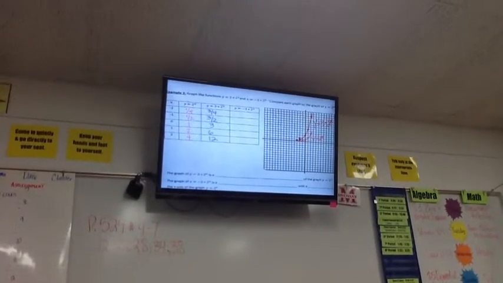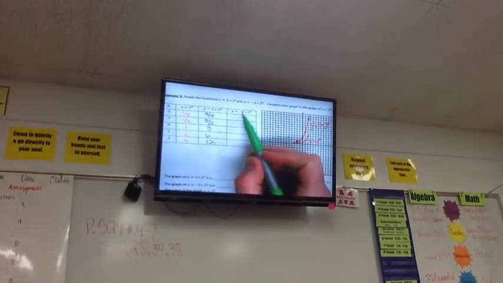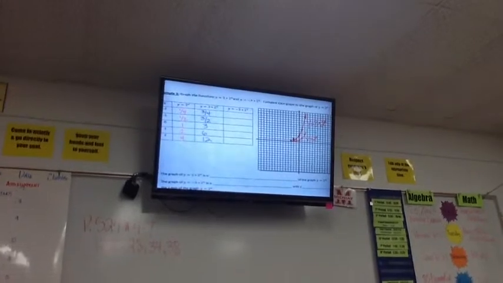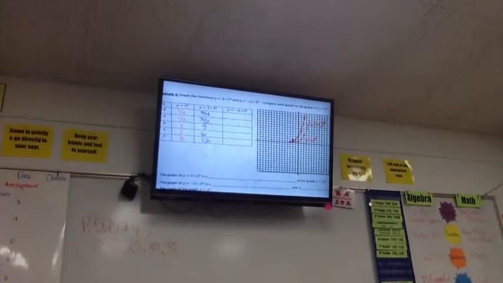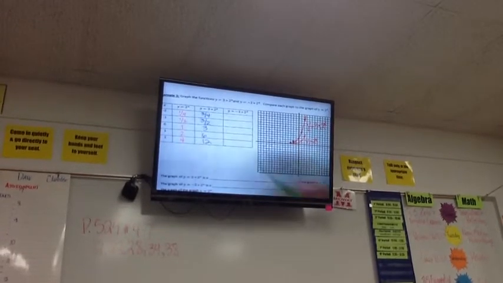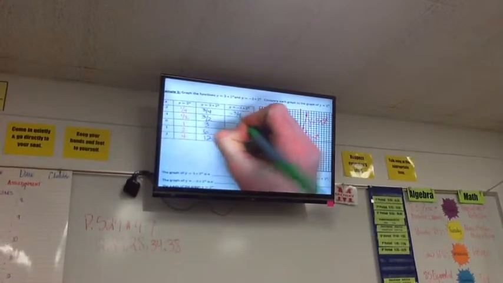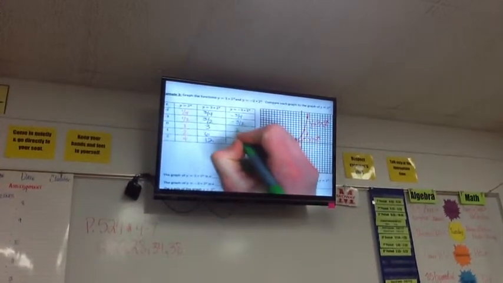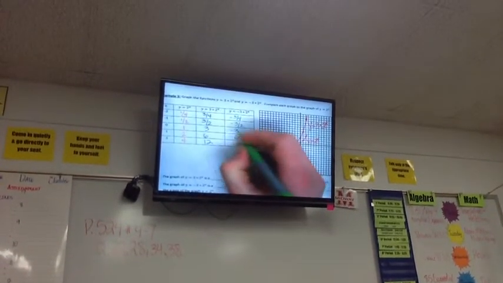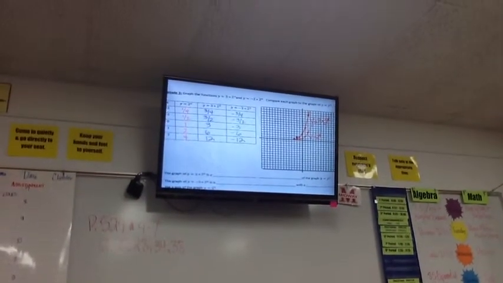Now, what do I do to find the y values for y equals negative 3 times 2 to the x? Okay, what else could I do just quickly to do that? Exactly, make everything that's in the second column negative. Negative 3/4, negative 3/2, negative 3, negative 6, negative 12. And let's graph it.